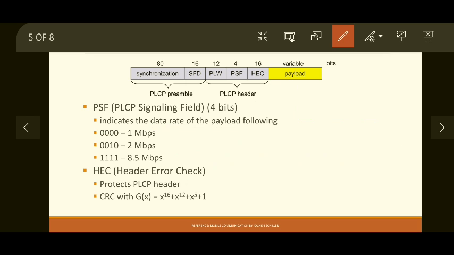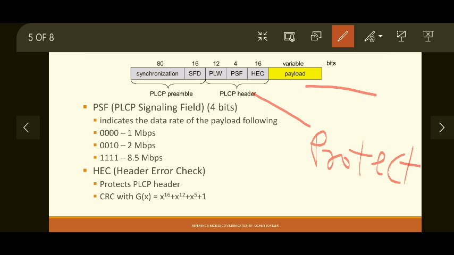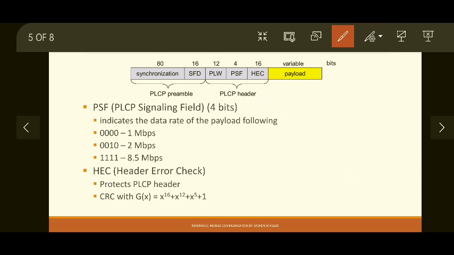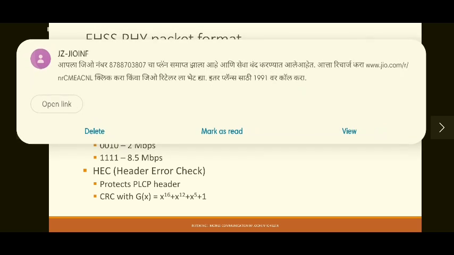Then finally there is a 16-bit HEC, that is header error check, which provides protection to the header. This HEC field protects only the header. The preamble and the payload are not protected. So in transmission, if the payload is corrupted, you cannot identify it, but if the header is corrupted, it can be identified via HEC. A simple CRC mechanism with the generator polynomial given here is used for the header checksum. The final part is the payload. The maximum size of this payload is 4096 bits, which includes 32 bits of CRC. So this is the physical layer packet format for FHSS.